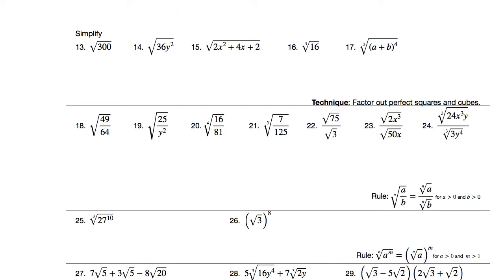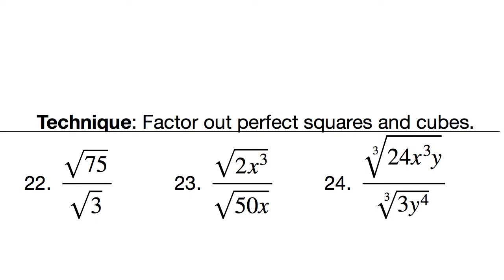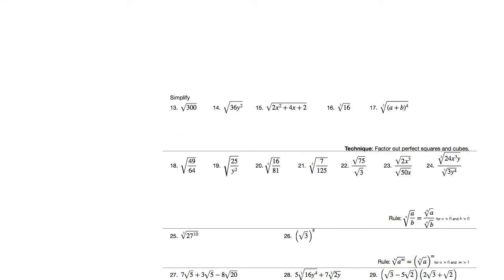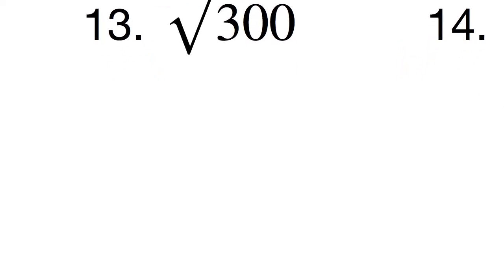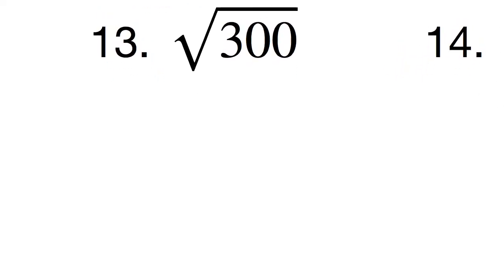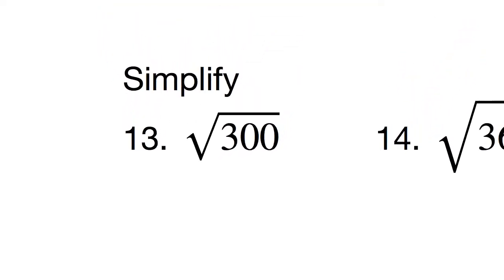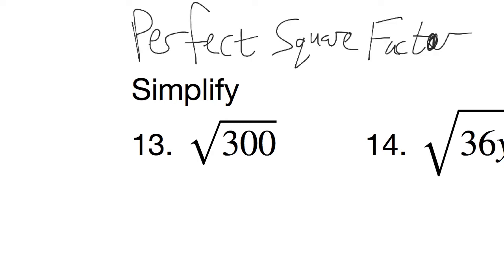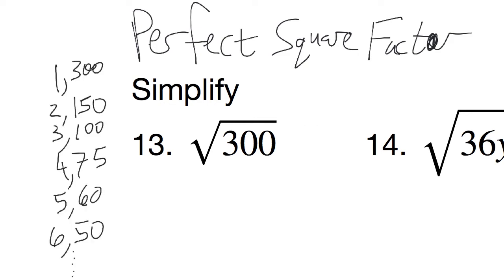Simplify 300. So here's a technique that you might notice, is that we're going to factor out perfect squares and cubes. So 300, there's a perfect square factor of 300. The perfect square factor, a number that is both a factor and a perfect square. So 300 has lots of factors. 300 has lots of factor pairs.